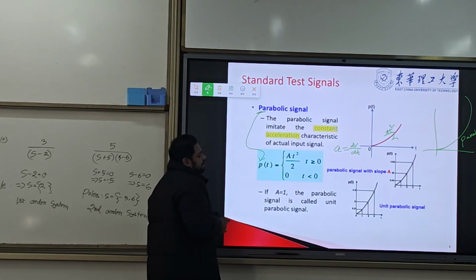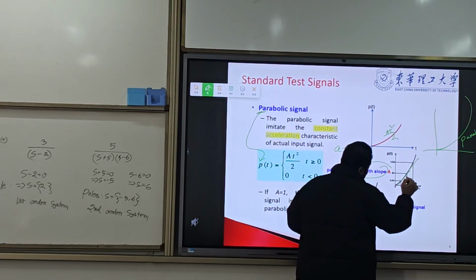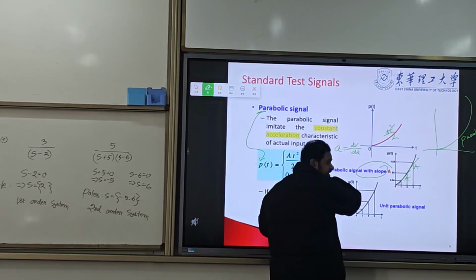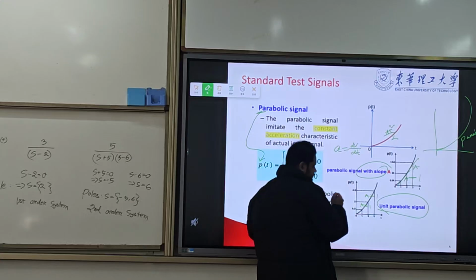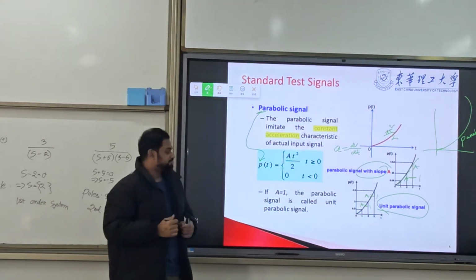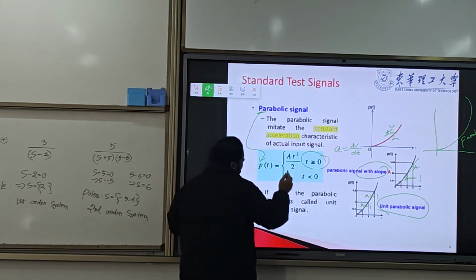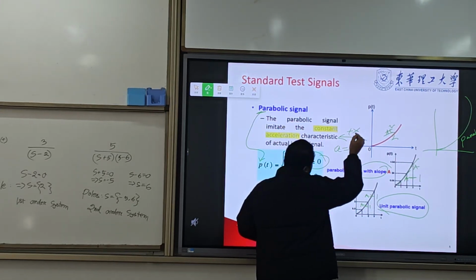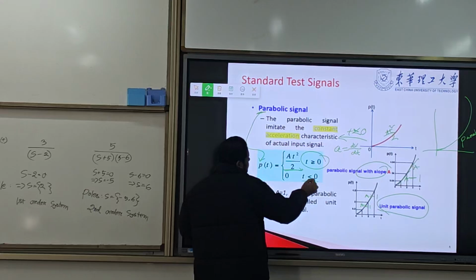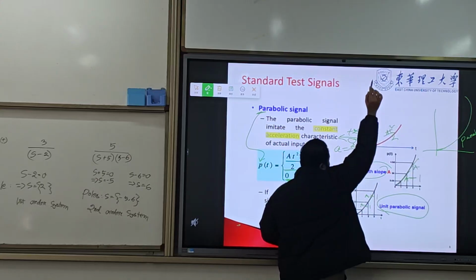Now, here we have a slope of a. But if a equal to 1, then this one we call unit parabolic signal. Here a equal to 1. That is called unit parabolic signal. And what's the condition? t is greater than or equal to 0, we have a value of a t squared by 2. And for t less than 0, all the values are 0 here. So it will start from 0 to infinity.